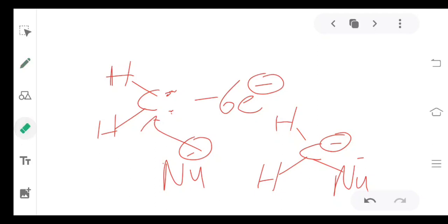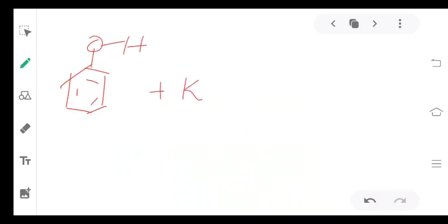So let's discuss the reaction mechanism. The first step of this reaction is abstraction of proton from the phenolic oxygen. As you know, there is a hydrogen which is acidic and it will form the phenolate ion.